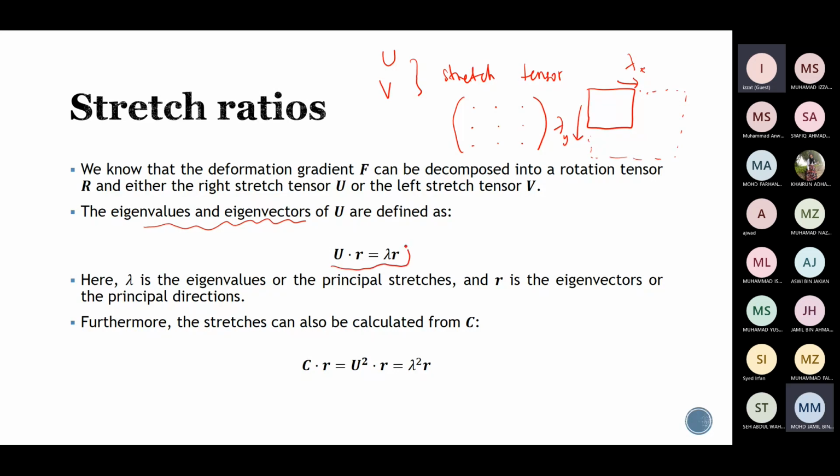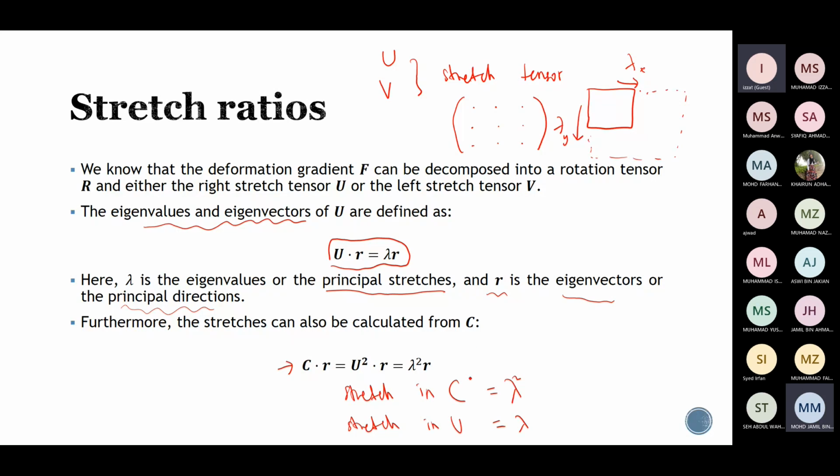Okay, so this is the definition for finding eigenvalues and eigenvectors. And then lambda here is the eigenvalues or the principal stretches. Okay, in this case, we call it the principal stretches. And R is the eigenvectors or the principal directions of the stretches. Okay. So the important thing that I want to point out is that if you use the tensor C, it's basically similar. So C times R equals U squared dot R equals lambda squared R. So the stretch in C is just lambda squared, but the stretch in the tensor U is lambda.